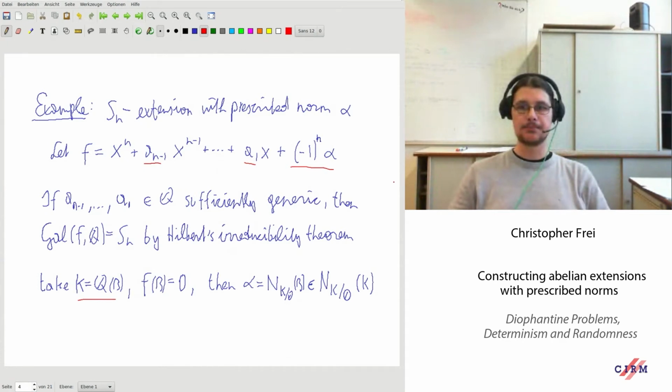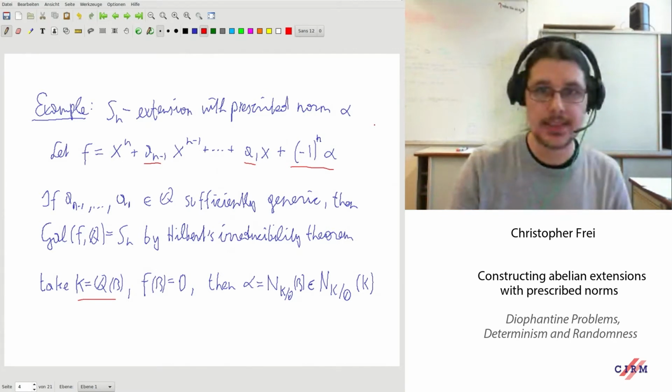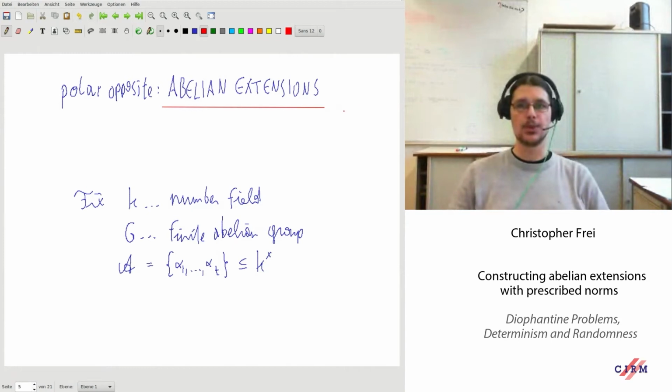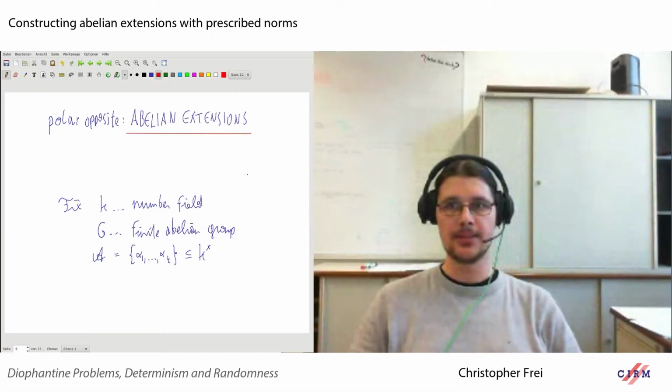That's the situation for Sn extensions. What I really want to talk about is the polar opposite of Sn extensions: abelian extensions, where the Galois groups are as small and simple as possible, given a fixed degree. So from now on, I fix my number field little k, and I fix a finite abelian group G. This should be the Galois group of my extension. I also fix a set A of elements alpha 1 up to alpha t of little k that should be norms from the extension.